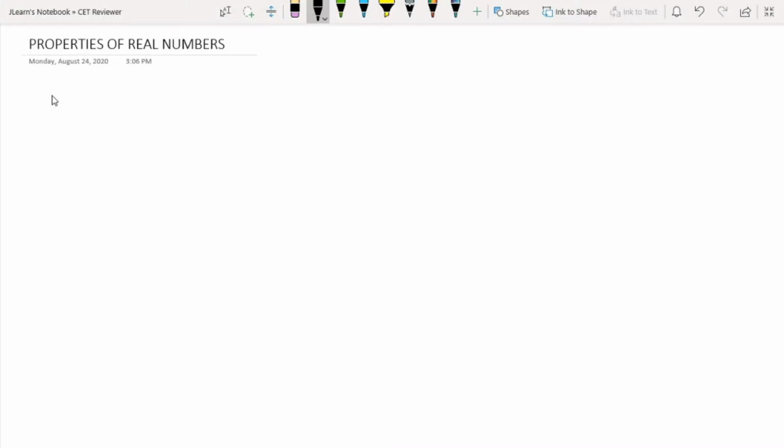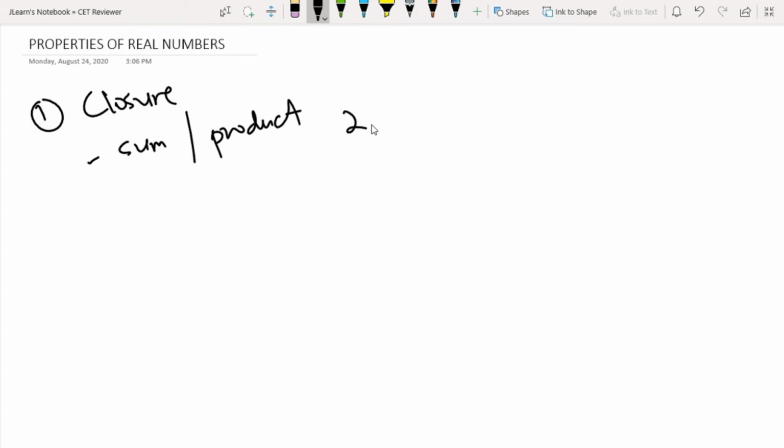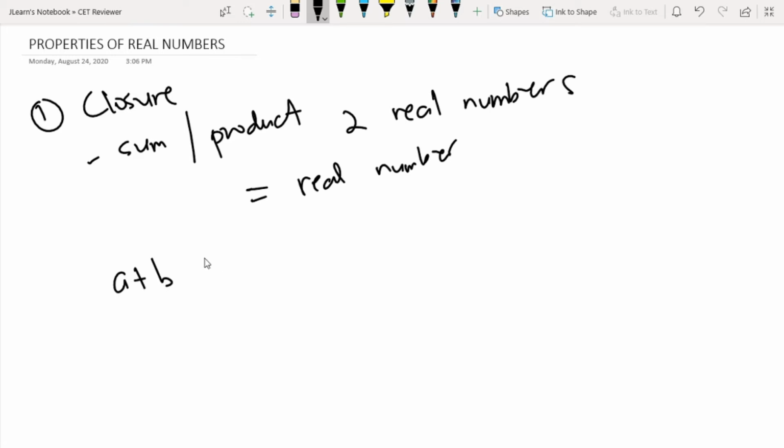So, meron tayong mga different properties of real numbers. No? So, the first one is closure. So, closure property basically says na dapat yung sum or yung product nung two na real numbers ay dapat equal din sa isang real number. Okay? Yun lang sinasabi niya. So, a plus b, wherein a and b are real numbers, should be also a real number. Or a times b should also be a real number.